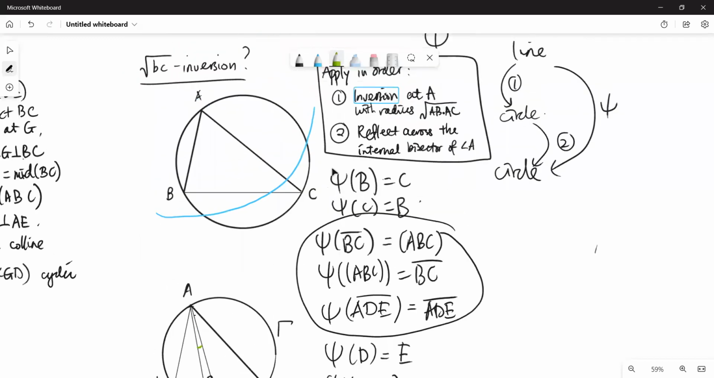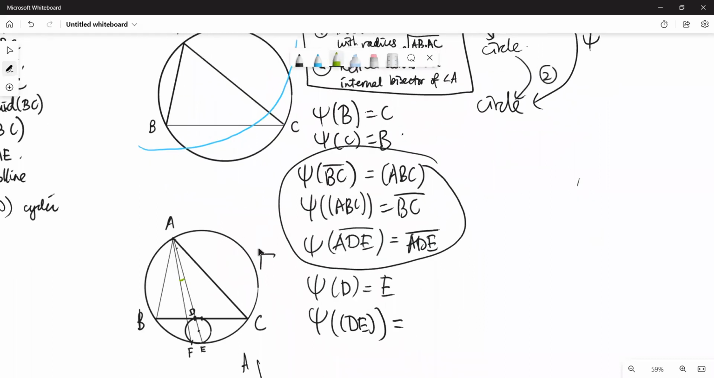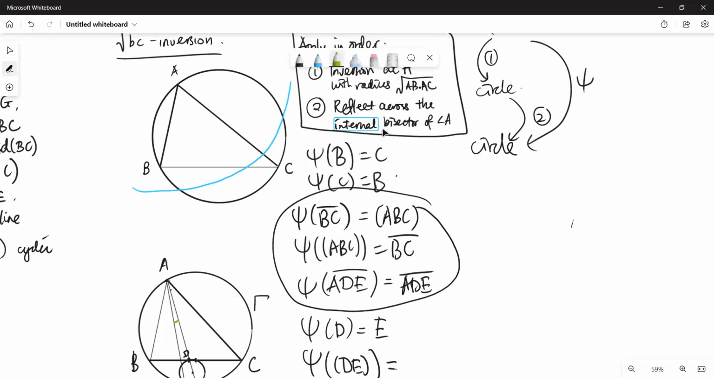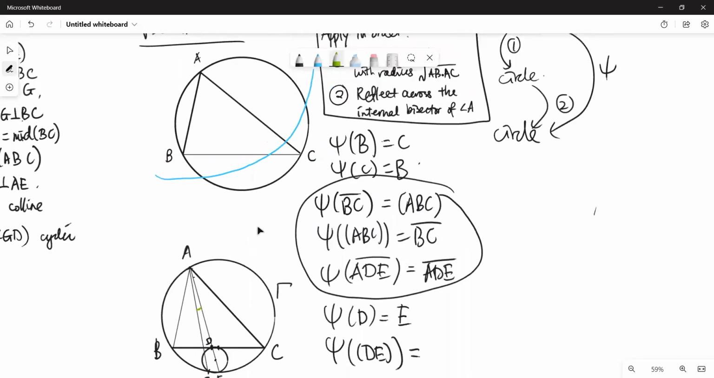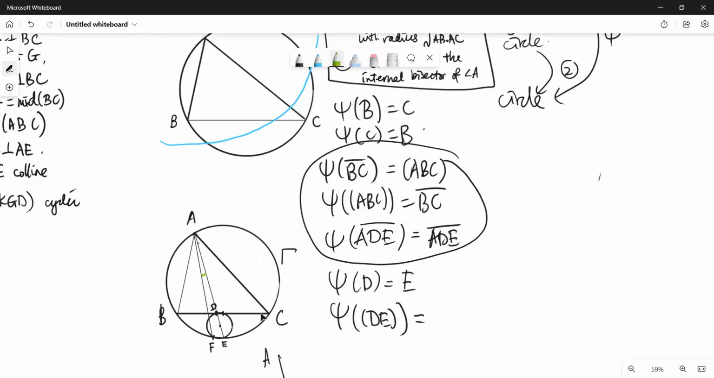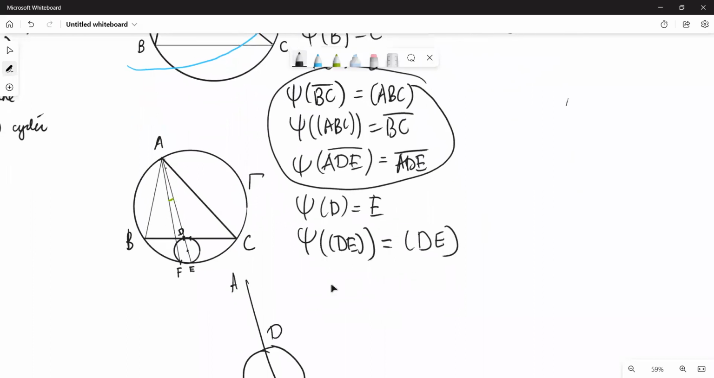Because if you look at these two things, the inversion, well, inversion is a very symmetric thing. It's a very centrally symmetric thing. And then the second one is the reflection across the internal bisector of angle A. This circle is itself symmetric across the internal bisector of angle A. Therefore, it goes to itself. Cannot be any other circle passing through D and E. So it's a very fun analysis.